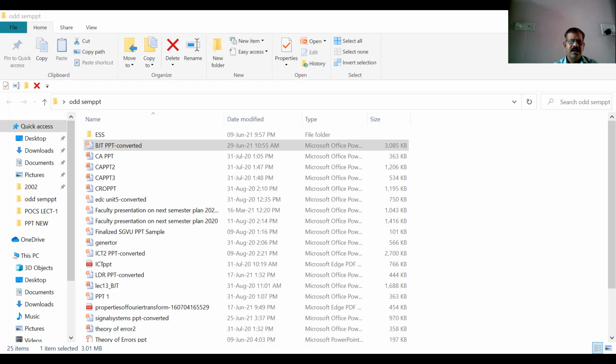In the next question, in a transistor with normal bias, option A, the emitter junction offers high resistance. Option B, the emitter junction is reverse biased. Option C, the emitter junction has a low resistance. Option D, none of the above. So in a transistor with normal bias, the emitter junction has a low resistance. So here the correct answer is option C.